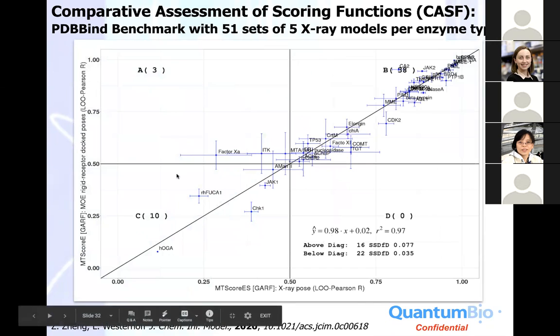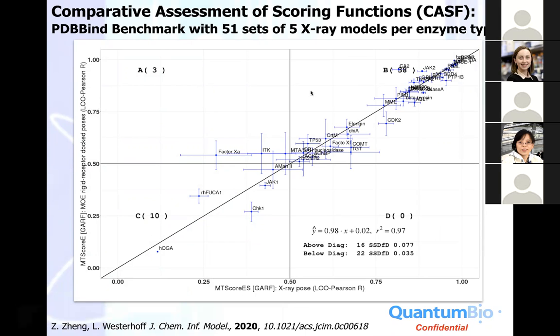You can see here, along the y-axis is the ensemble score versus the end state score, and again, the end state score is performed on the X-ray pose, and the ensemble score is the Mo rigid receptor docked poses. And of course, what we want to see in a great world is everything up here in the B quadrant, where, again, this is the Pearson R, where everything in the B quadrant is above 0.5 in this case for both X-ray and ensemble. But obviously, you're not going to see necessarily every single one of them.